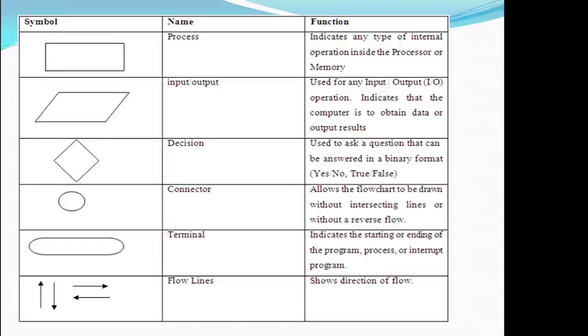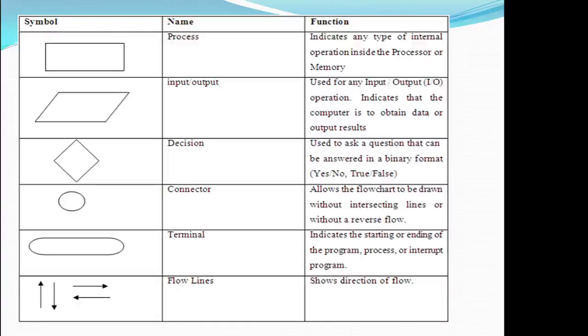The other is the diamond shape. This diamond is used to show a decision. Sometimes there is something that has to be asked and the answer may be no or yes, or true or false. For that we have to draw this one. It is used to ask questions that can be answered in binary format, yes or no, true or false.